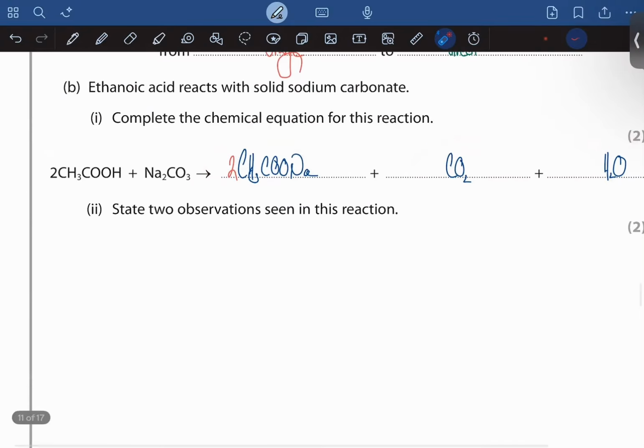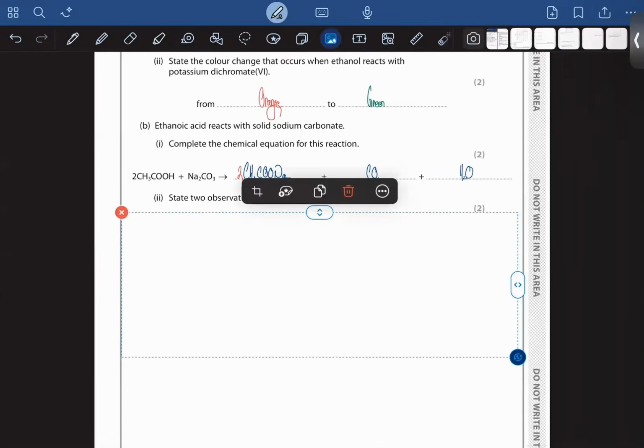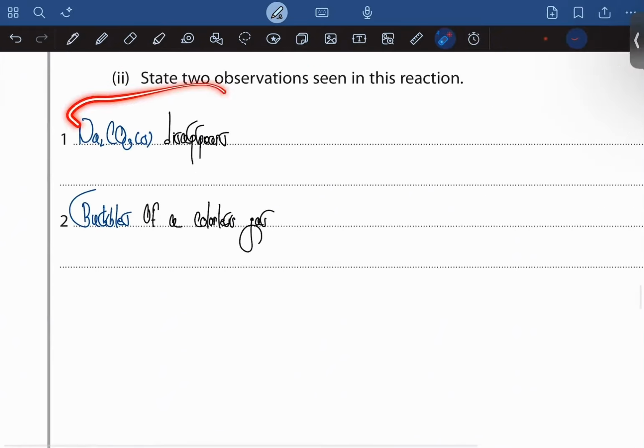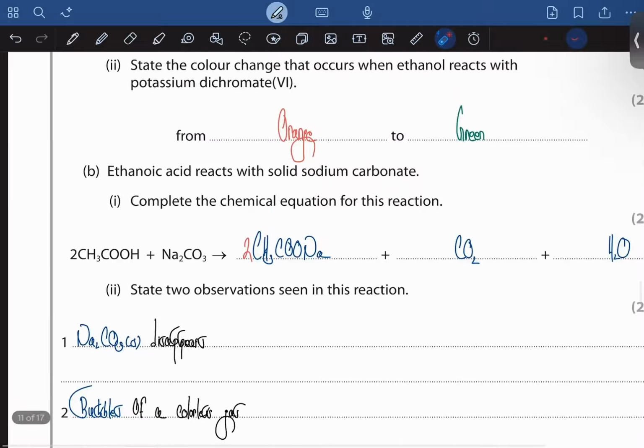State two observations in the reaction. First of all, bubbles of a colorless gas would be formed, and the solid sodium carbonate would start to disappear. Okay, so yeah, it starts to disappear, and the bubbles of a colorless gas form. That is this. Okay.